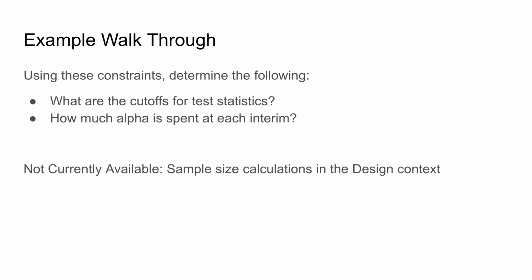Specifically, using these constraints, we will determine the following. What are the cutoffs for test statistics, and how much alpha is spent at each interim? I should let you know it is currently not available to do sample size calculation in the design context. Instead, we will get these answers from a design panel within the analysis option.